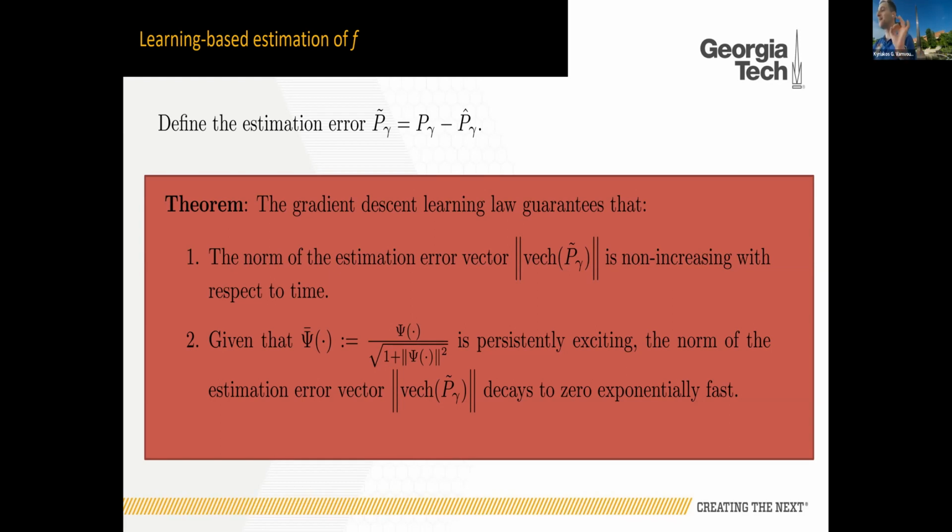And then if my system has rich enough inputs, which goes back to persistent excitation, then I can guarantee that the norm of the estimation error vector decays to 0 exponentially fast. Again, this is just a simplification in the presentation. Trust me, the proof is very, very long for these things.